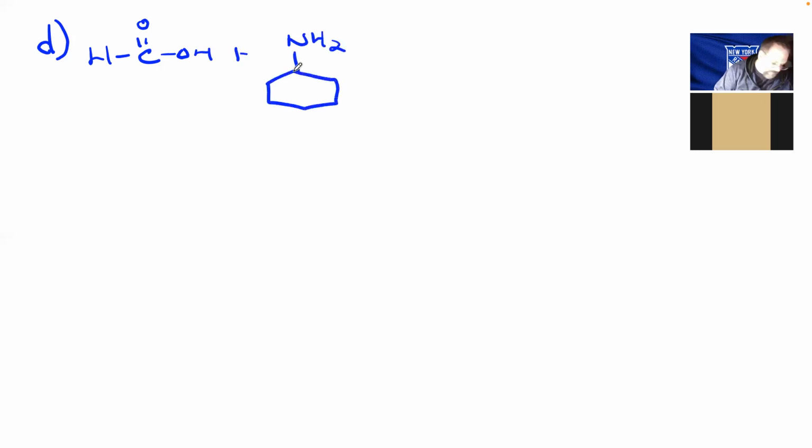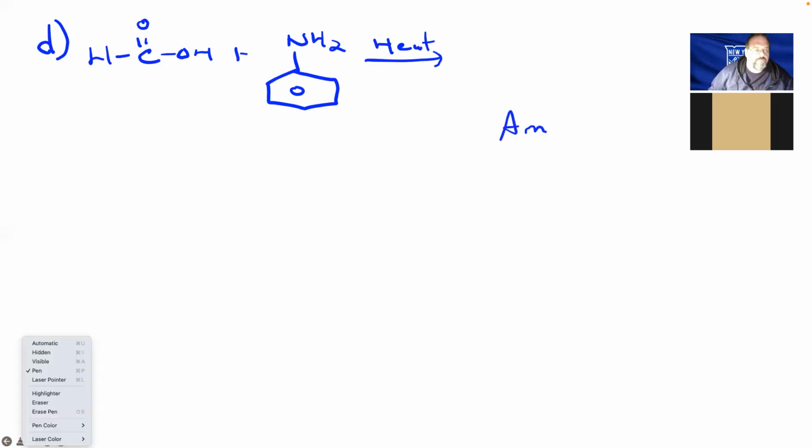Letter D. So here we have another carboxylic acid. This time we're reacting it with aniline. So carboxylic acid, aniline is an example of a primary amine. What type of compound do you get when you react a carboxylic acid with a primary amine? You're going to get an amide. So the type of functionality that's going to result is that you're going to get an amide.